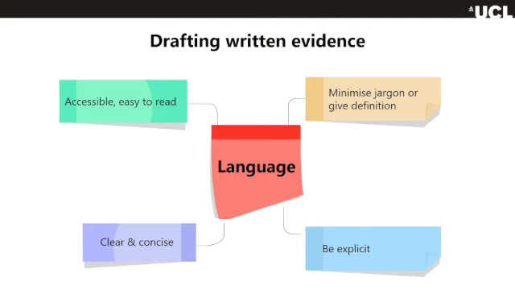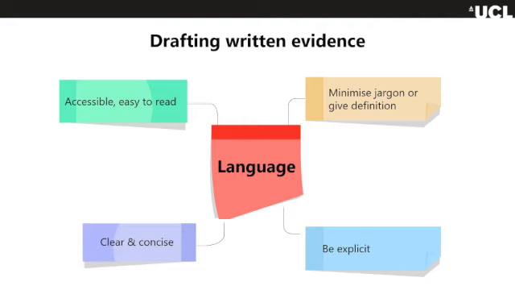So with that in mind, it's really important to make your writing as accessible and easy to read as possible, be clear and concise, and minimize jargon. Or where you do feel like it's important to use a particular term, if you use it and then give a definition for what it actually means, then you can continue using the term because people can always refer back to the definition you've given at the start if they need to. Finally, I would say be explicit.